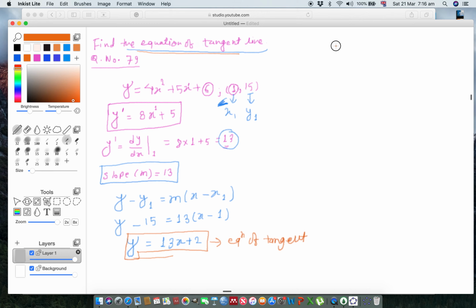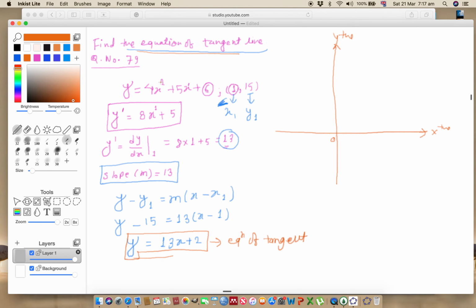What does it mean? When we look at a graph, this is the x-axis with the positive origin side, and this is the positive vertical axis. It might be a parabola. Why do I say parabola? Because the highest degree of the equation is 2. The function is f(x) is equal to 4x square plus 5x plus 6. This equation represents this parabola.